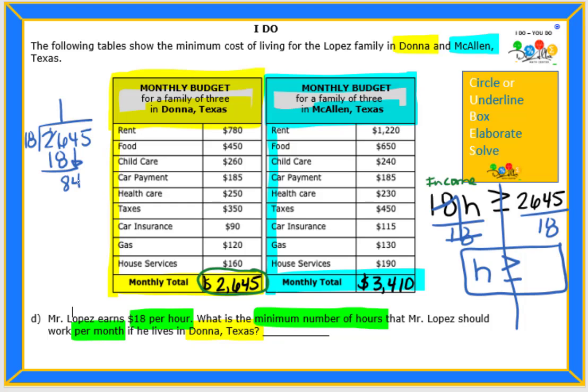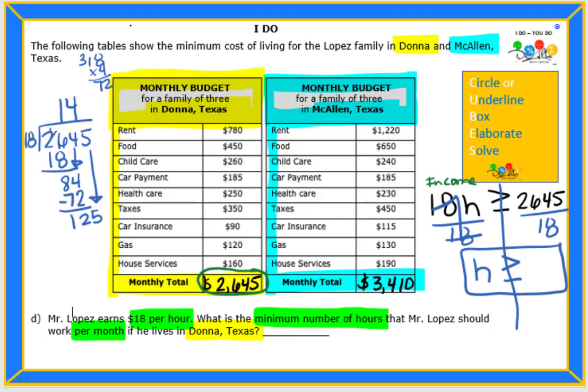18 goes into 84. Let's try 4. 18 times 4 is 72. 4 times 1 is 4, plus 3 is 7. I think that will be good. So we'll put 4 here. That will give us 72. We subtract, and we bring down the 5.